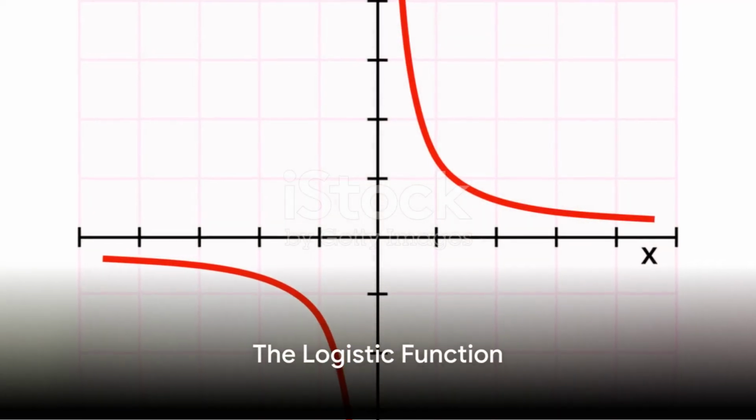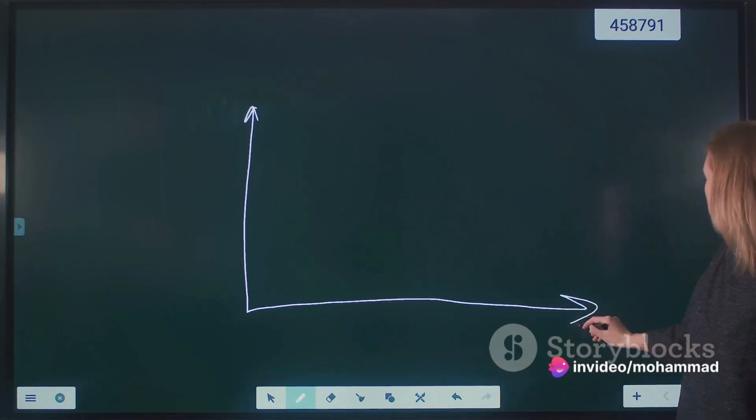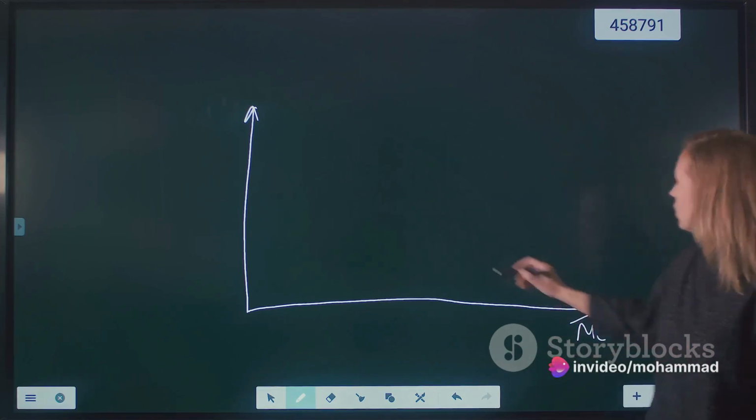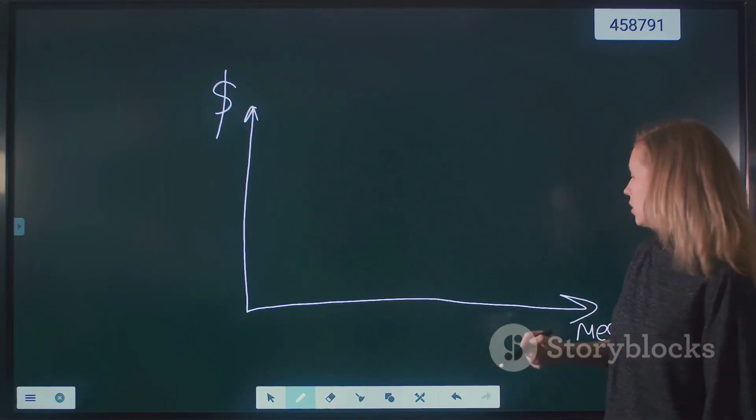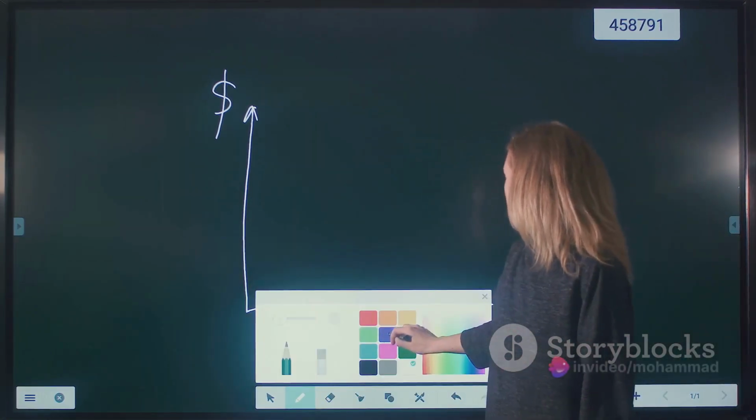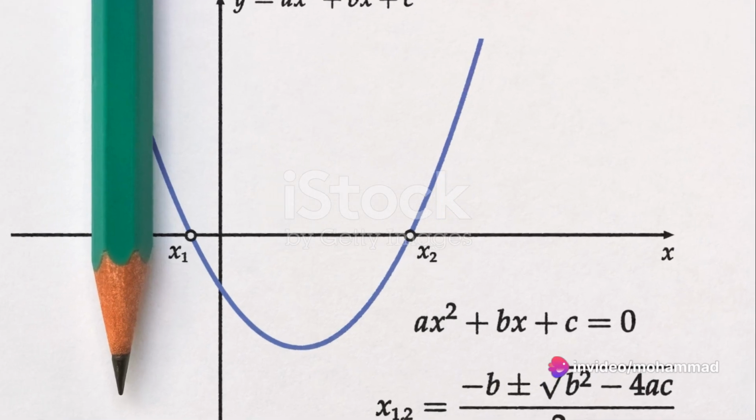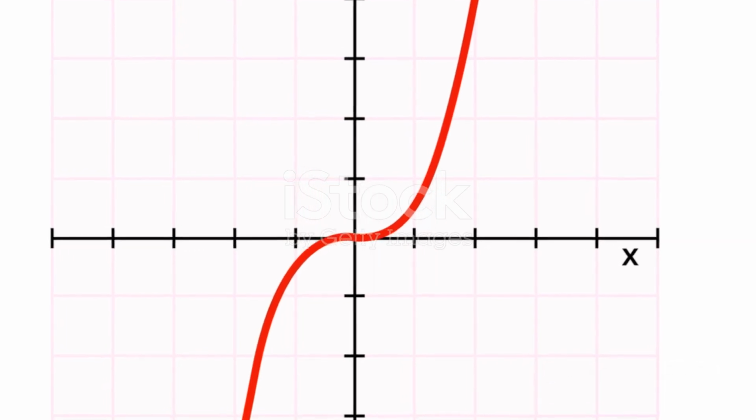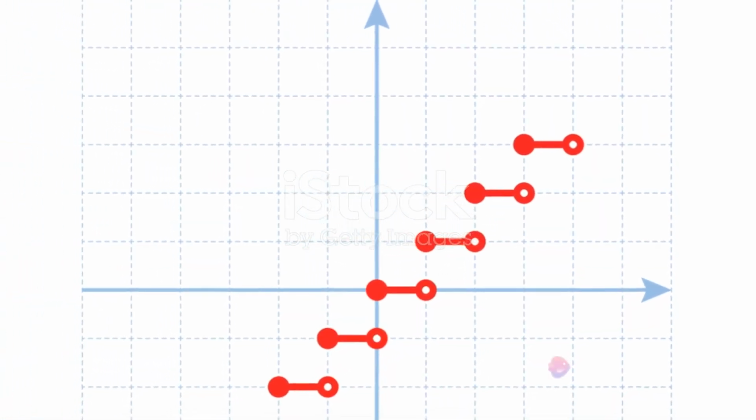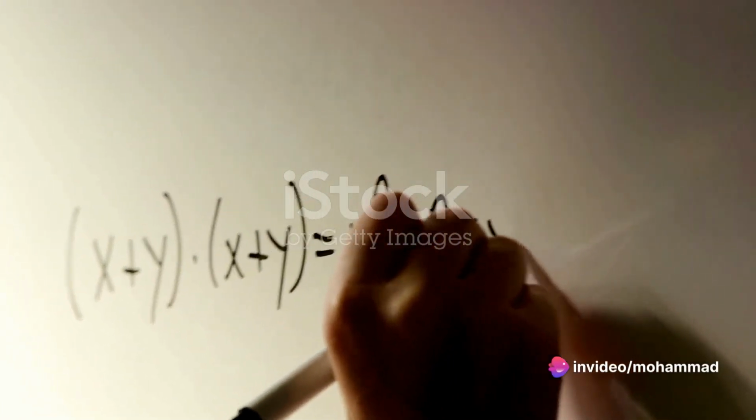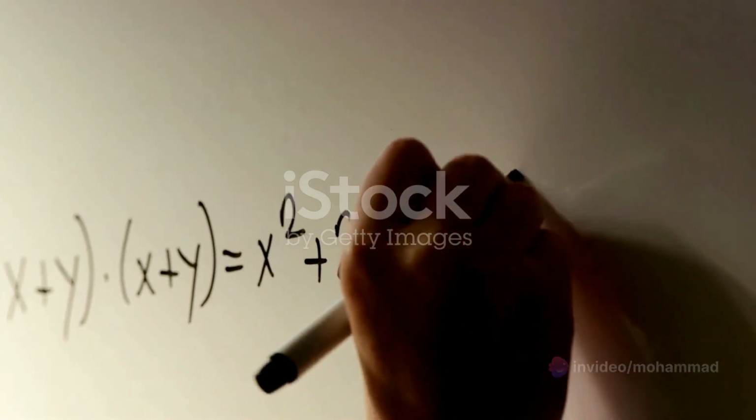The logistic function, also known as the sigmoid function, is a mathematical function that maps any real-valued number to a value between 0 and 1. It is commonly used in logistic regression to model the relationship between the input variables and the probability of a certain outcome. The logistic function is defined as f(x) equals 1 over 1 plus e to the minus x, where e is the base of the natural logarithm. The sigmoid shape of the logistic function allows it to smoothly transition from 0 to 1 as the input variable changes. This makes it suitable for modeling probabilities, as probabilities also range from 0 to 1.